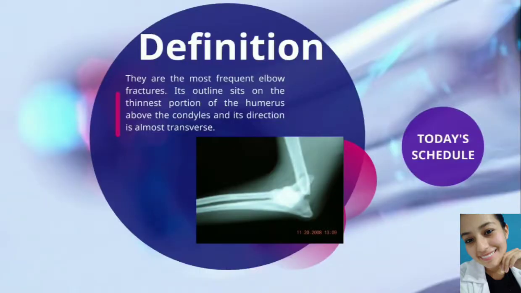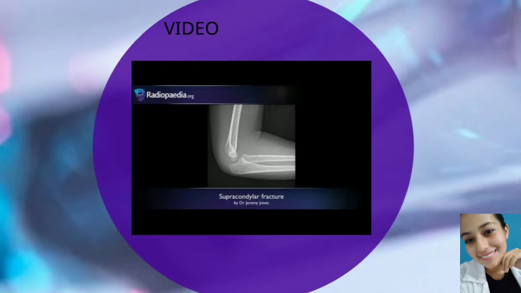Definition: they are the most frequent elbow fractures. Its origin sits on the thinnest portion of the humerus above the condyles, and its direction is almost transverse. Now we will see a video about the supracondylar fracture.